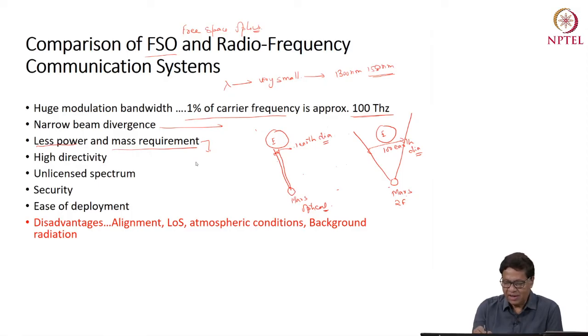We also know that antenna gain, for example, is proportional to 1 by lambda square. So the smaller the wavelength, the higher the antenna gain. And the size of the antenna used is of the order of lambda by 2. So from here, you can get an idea that free space optical wireless communication systems can give you more antenna gain, and the size of the equipment used is very small.